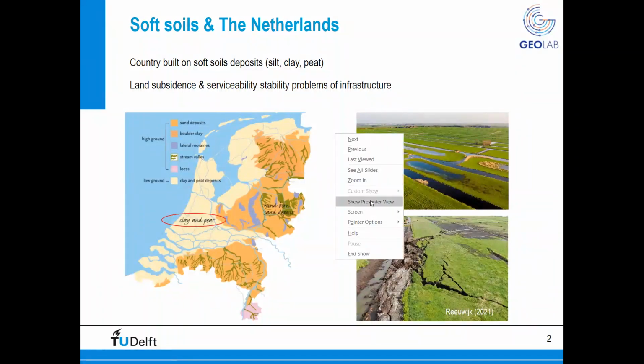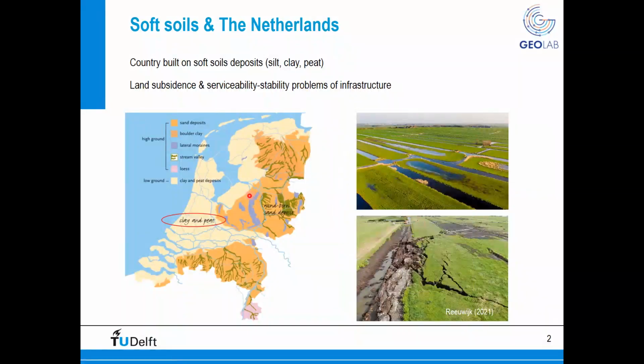And these soft soils are obviously creating problems, especially for land subsidence, therefore settlement and long-term creep settlement, but also for serviceability and stability problems of infrastructure. You can see here on the bottom right a failure of a small polder dyke, and this failure happened in 2021, so only last year in July.